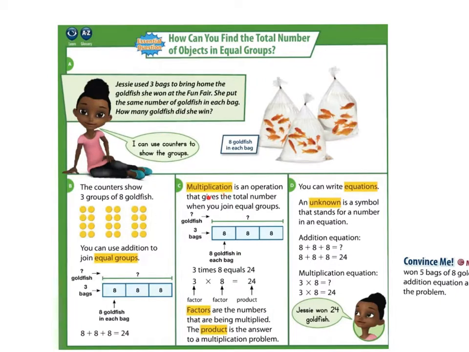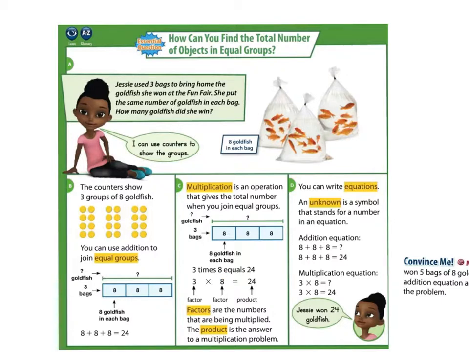Multiplication is an operation that gives you the total number when you join equal groups. So we joined our 3 bags of goldfish, which each had 8 in each bag, which actually shows us 3 times 8. We have 8 here 3 times. 8 fish in 3 bags. 3 times 8 is 24.